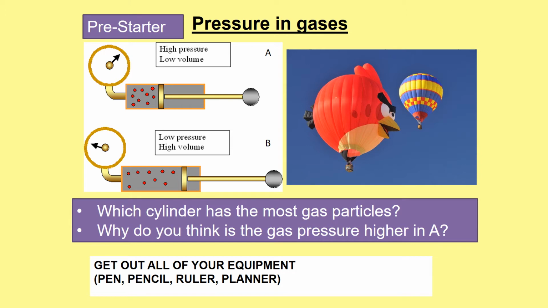Okay, you got 30 more seconds. Hopefully by now you've worked out that neither of them have any more particles in. They've both got 9 particles in. But why is it that A produces a high pressure? Well, it's because the volume is much lower.